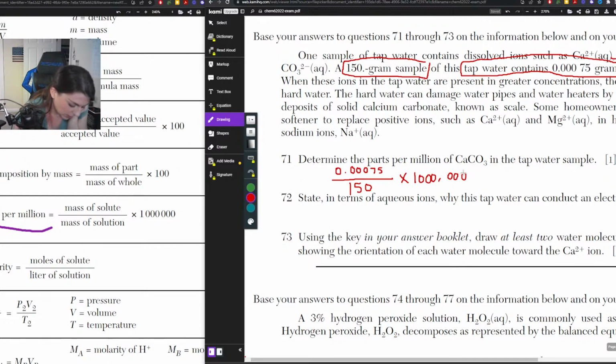0.00075 divided by 150 times 1,000,000. 1, 2, 3, 4, 5, 6. Those were all zeros, and I'm getting whole number 5. So that would be 5 parts per million.